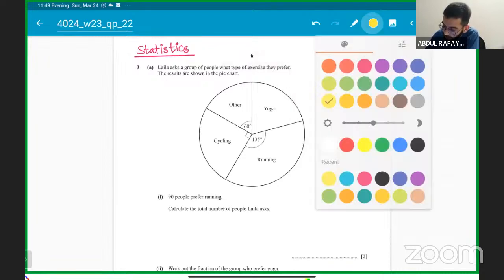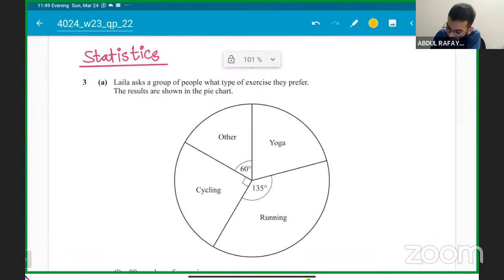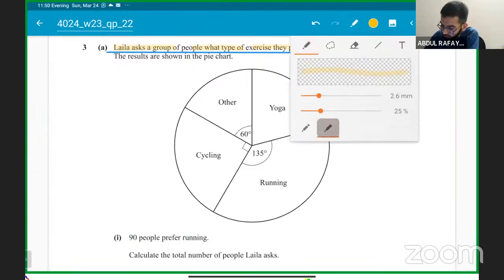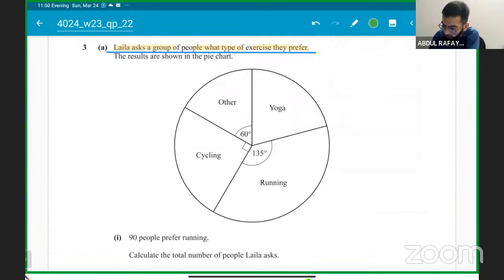Yes, so question number 3 talks about pie chart statistics. We have Leila who is asking a group of people what type of exercise they prefer. The results are shown in the pie chart. So it will be others, yoga, cycling, and running. So there are 4 types of exercises: running, cycling, yoga, and others.